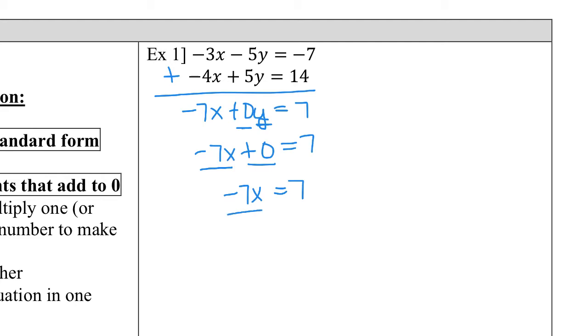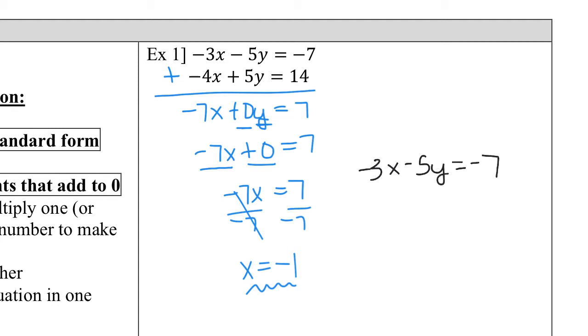Now solving this for x is a simple division. x is going to be equal to -1. So there's one of my solutions. That's part of it. Now that I have the x, the next step is finding the y. So take either one of these equations, whichever one looks simpler to you. I like the top one because it has smaller numbers. So I'm going to rewrite the top equation: -3x minus 5y equals -7.